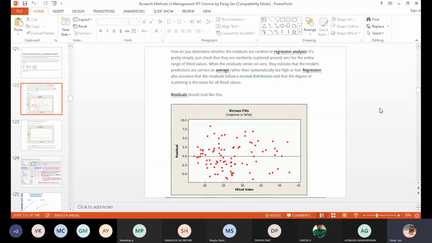Yesterday, in the previous class, we discussed regression. So we have almost completed the part on linear regression, and we have also discussed the non-linear regression a little bit.